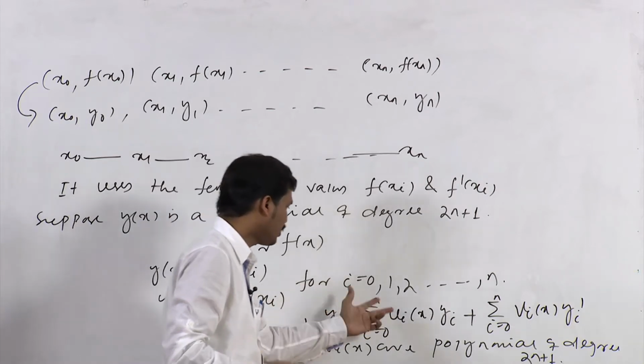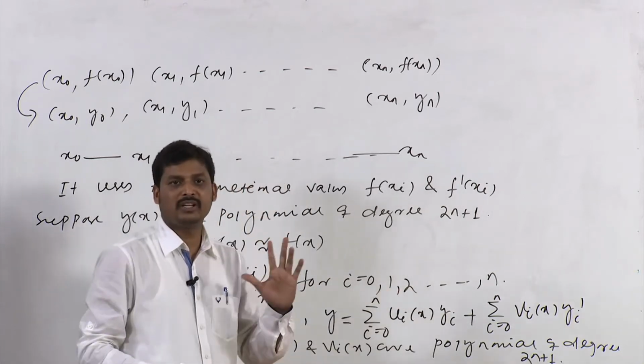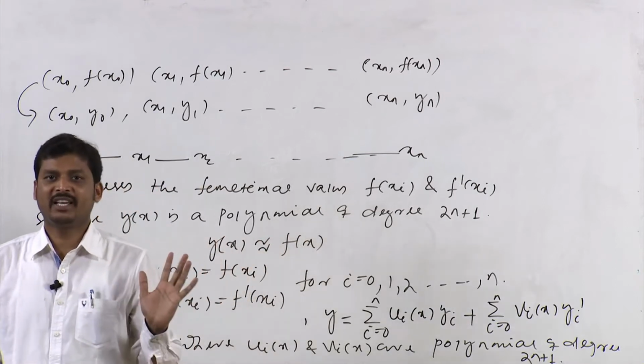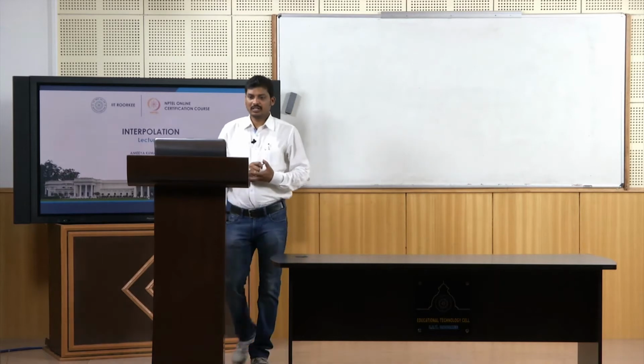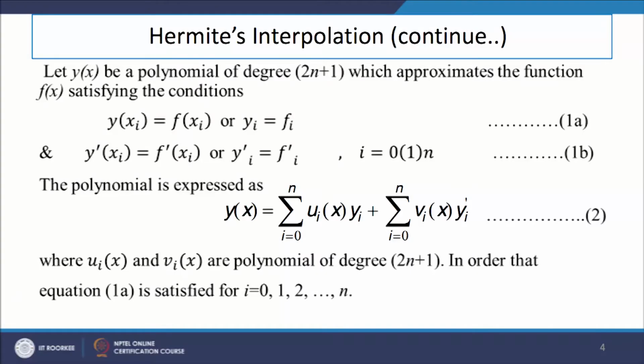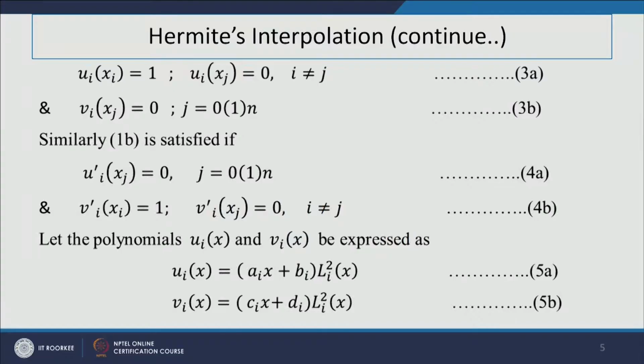That is why we have to consider u_i(x) of polynomial degree 2n plus 1 and v_i(x) of polynomial degree 2n plus 1 also. So, if we are writing y(x_i) equals f(x_i) and y'(x_i) equals f'(x_i), the polynomial is expressed in the form y(x) equals summation i equals 0 to n u_i(x) y_i plus summation i equals 0 to n v_i(x) y_i', which represents a polynomial of degree 2n plus 1.